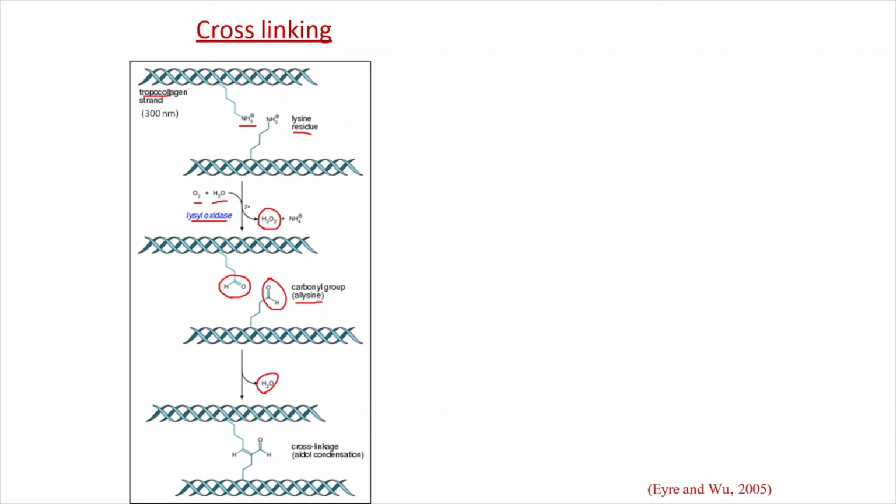So this process by which the two carbonyl groups react with each other with the elimination of water and perform cross-linking is called aldol condensation. Alright, so by this aldol condensation, the two carbonyl groups of the allysine have cross-linked with each other. So in this way, several tropocollagen molecules cross-link with each other.